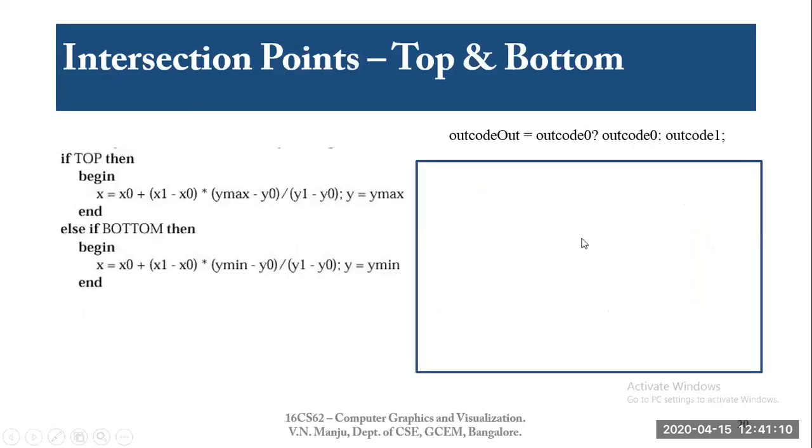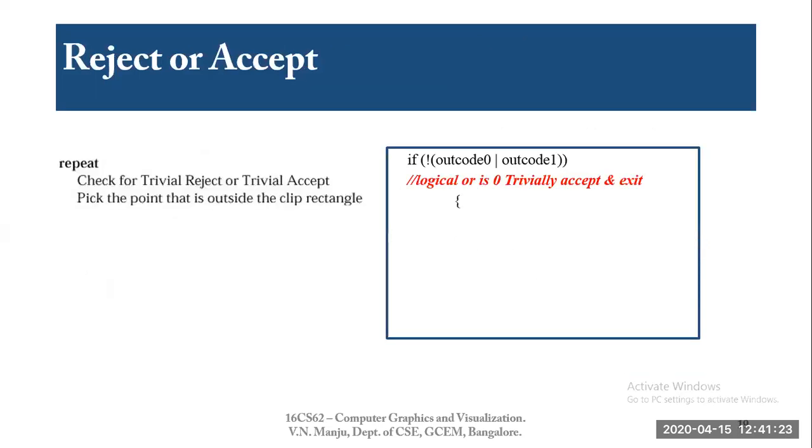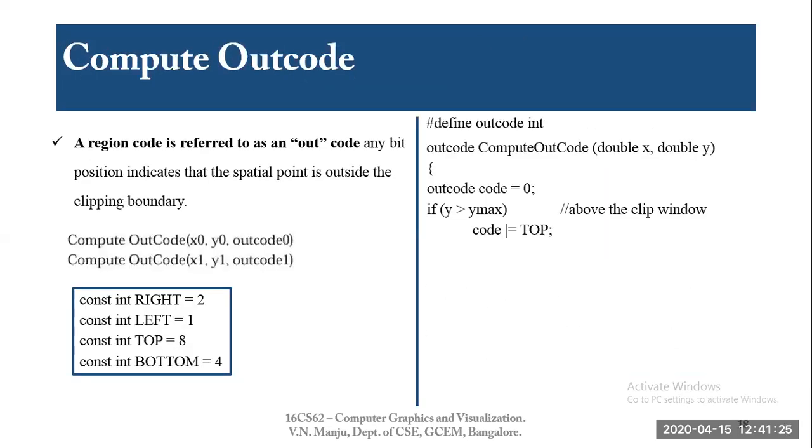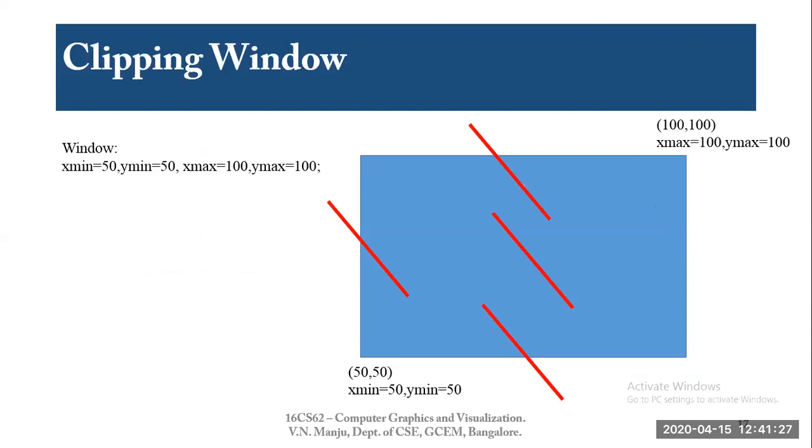So how to find the intersection point? If it is top or bottom, we have to find the intersection point. Okay, so let's see the picture once again. So if it is top or bottom, okay. So if it is top, consider this picture. For which one I should find the intersection point. Okay, I should find the intersection point here.